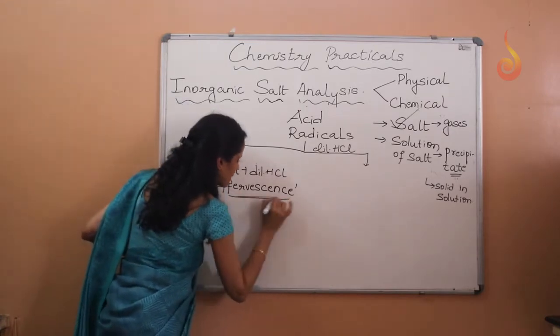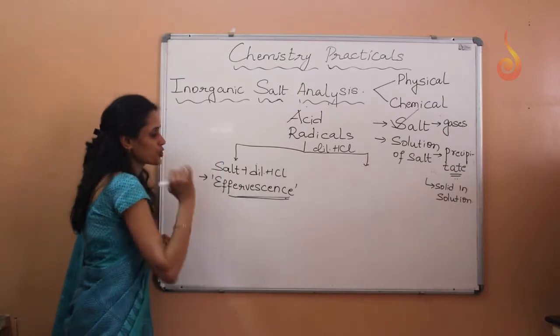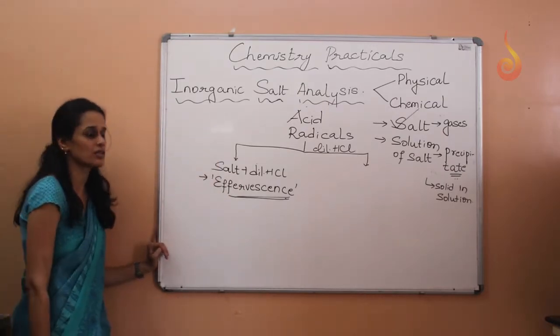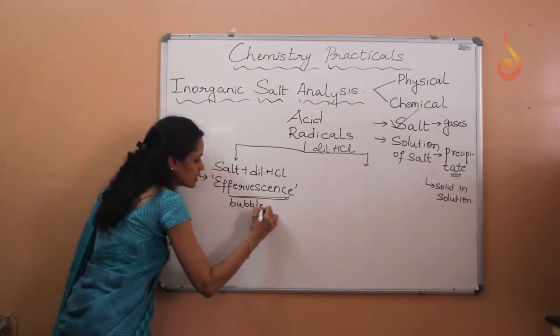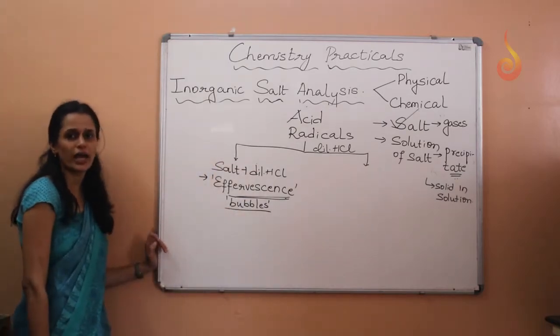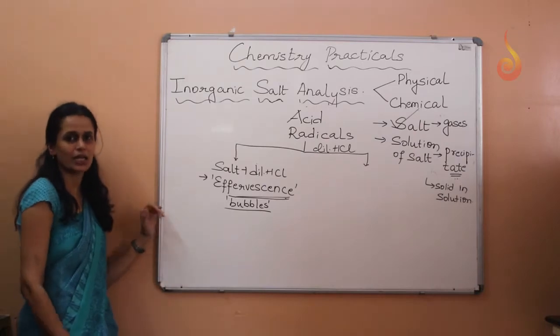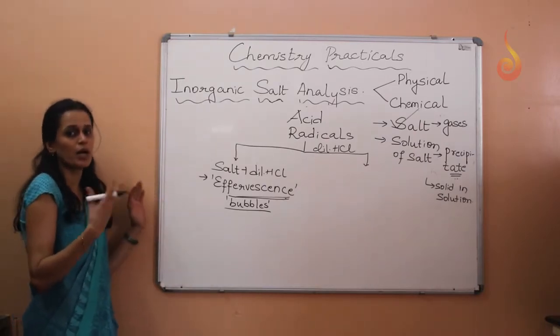This is the major or important observation for first group acid radical. What do you mean by effervescence? It's nothing but bubbles. We observe bubbles. This bubbles means we all know the bubbles in aerated drinks, whenever we are shaking aerated drinks and open the cap, we observe bubbles which are burping out.